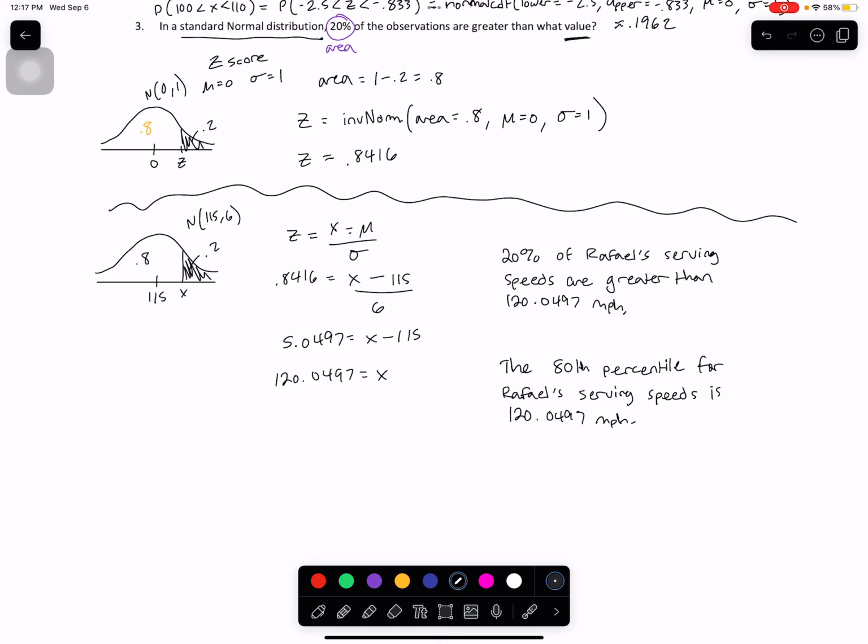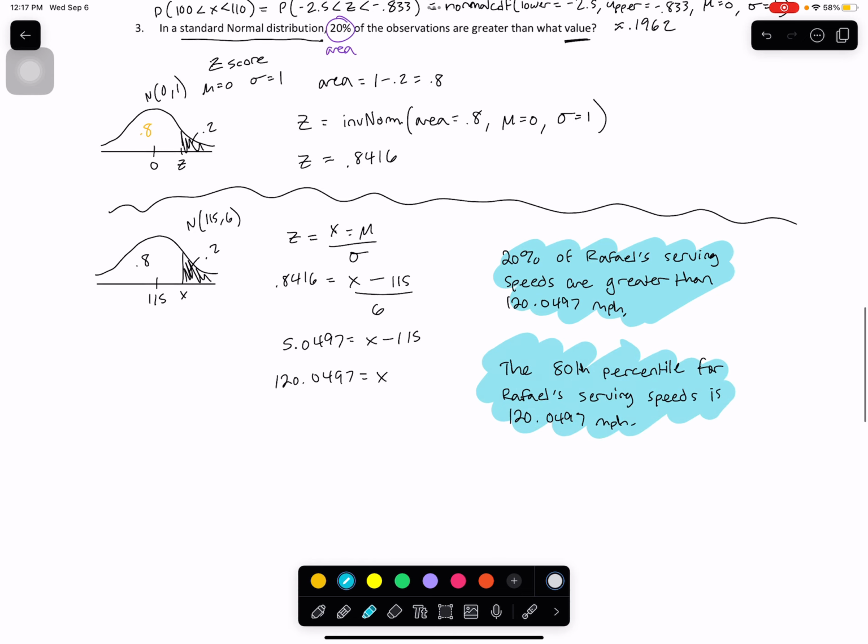Okay, and so those are just to give you some ideas of how to answer the question using the number. What does it represent?